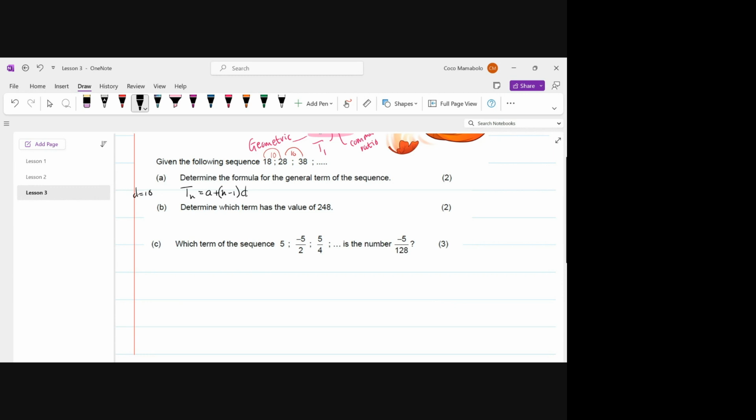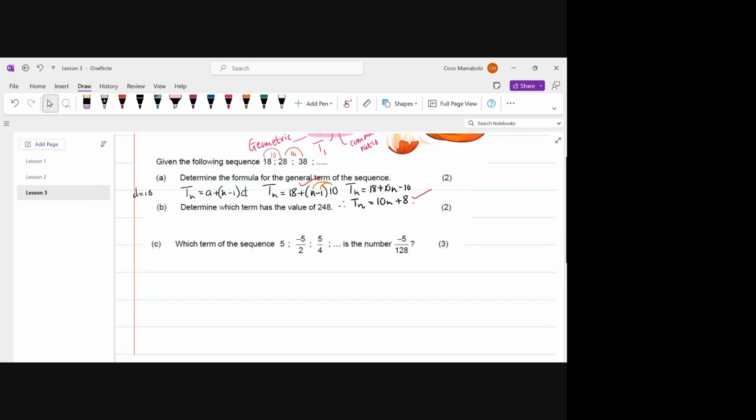All right. And then all I'm going to do is substitute into the formula. I'm going to have Tn is equal to A, which is my first term, 18, plus open brackets n minus 1 multiplied by my common difference 10. And then we're going to distribute. I should get Tn is equal to 18 plus 10n minus 10. Therefore, Tn is equal to 10n plus 8.